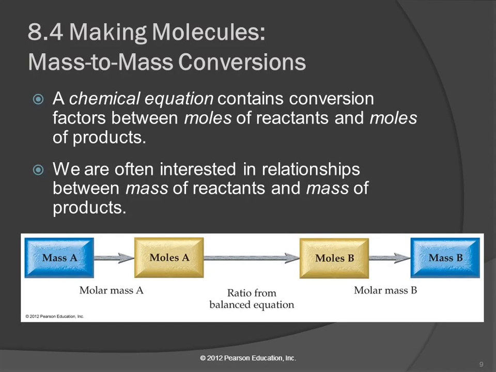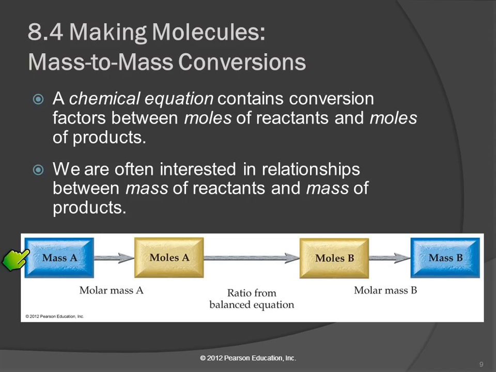So moles are great, and the chemical equation relates in terms of moles and moles because moles are related to numbers of particles, and that's how atoms and molecules react. The problem is we cannot measure compounds in moles. We measure them generally by weighing. And so we need to somehow introduce mass into this because we're interested in, if I have 5 grams of this, how many grams of that could I make? And so we need to put mass in here.